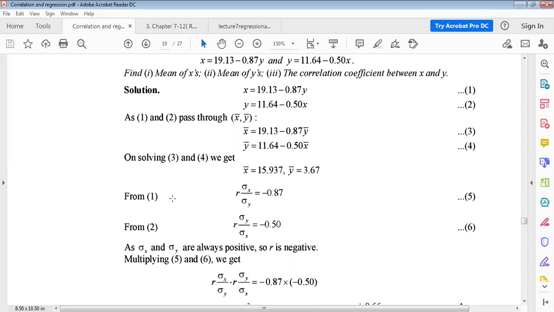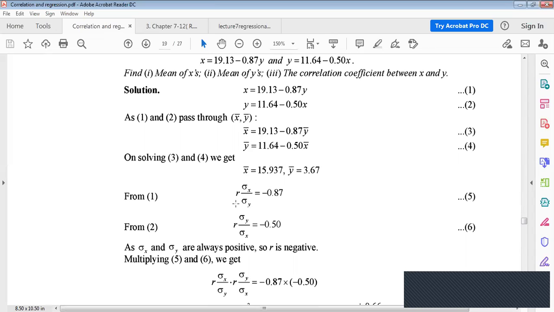So from equation 1 we can write r sigma x divided by sigma y. This comes from what?